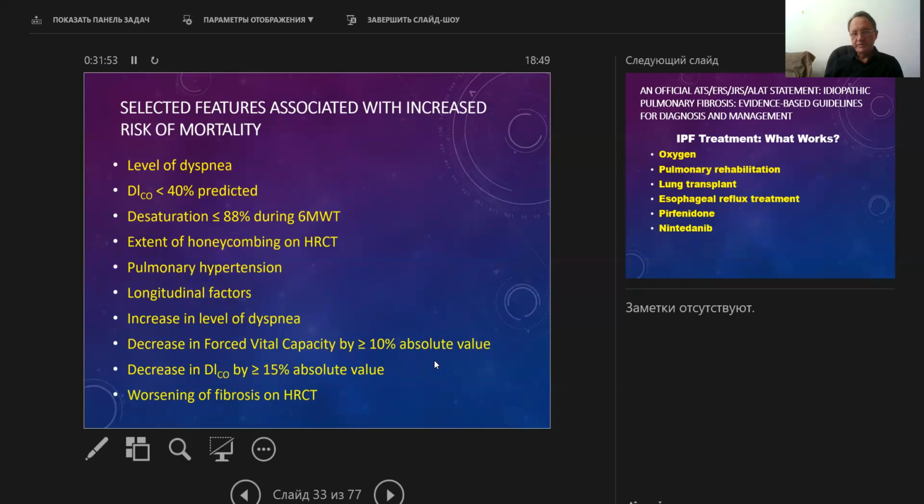Selective features associated with increased risk of mortality are the level of dyspnea, diffusion capacity of the lung for carbon monoxide less than 40% of the predicted level, and desaturation less than 88 during a 6-minute walking test.